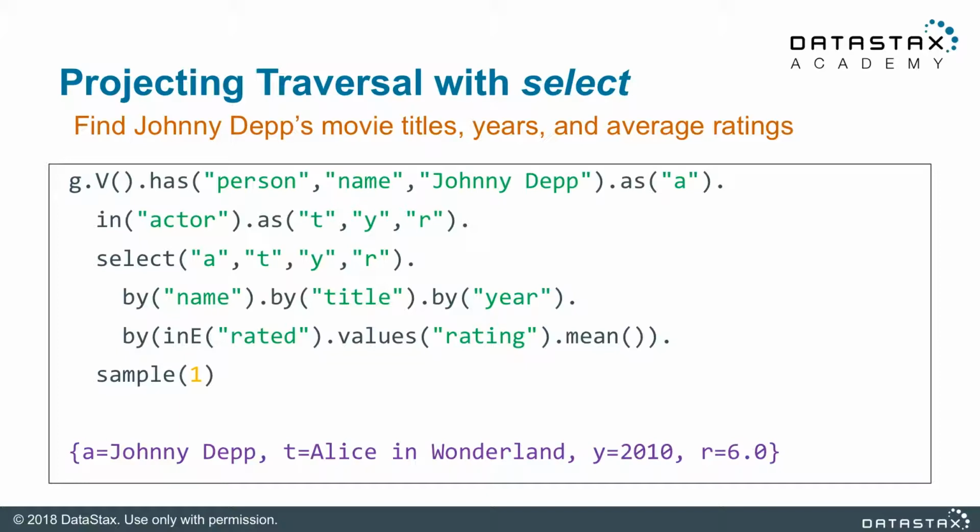From the movie vertex, we need to go through the edge rated, which is an in edge. And on that edge, we need to get access to the rating values by saying values rating. And then we would like to compute the mean. We're going to sample 1 and take a look at the results. We find Johnny Depp, Alice in Wonderland from the year 2010 with an average rating of 6 from our users in Killer Video. The last 3 examples have demonstrated how we use as, select, and by in projecting traversals.